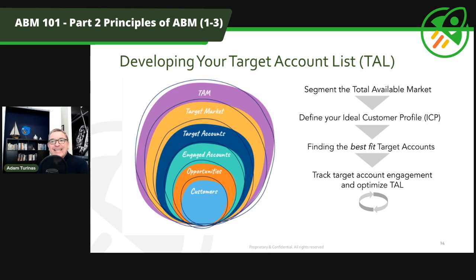So you start by segmenting the total available market. You then define your ideal customer profile, also known as an ICP. I'll go into a little bit more about that in a minute, but in short, it's basically a segment of your total available market that represents the customers that are the best suited to what you do and the most likely to do business with. And then it's about finding those best fit target accounts and then tracking those accounts as you engage with them over time.